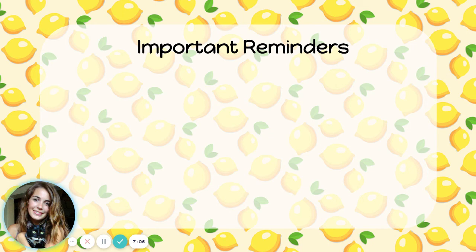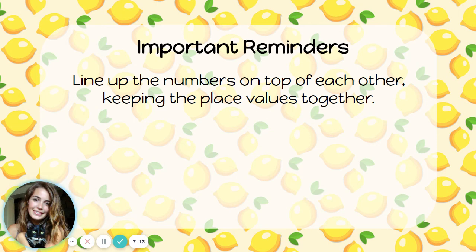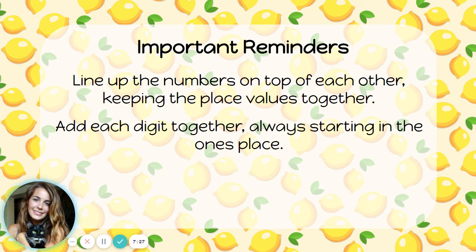Here are some important reminders when you're using the standard algorithm to add. Remember to line the numbers up on top of each other, keeping the place values together. The ones should be on top of ones, tens on top of tens, hundreds on top of hundreds, thousands on top of thousands. Add each digit together, always starting in the ones place. Add your ones together, and then add your tens, and then add the hundreds, and then add the thousands.